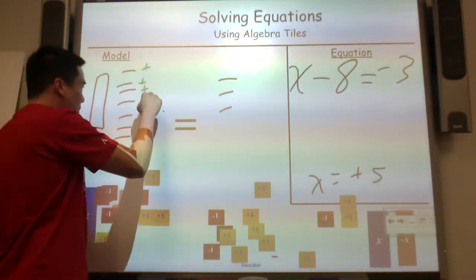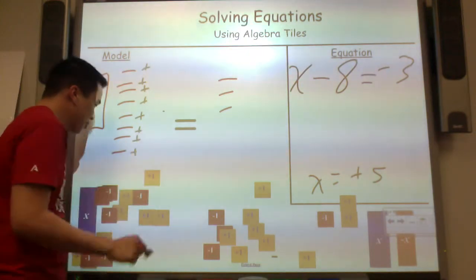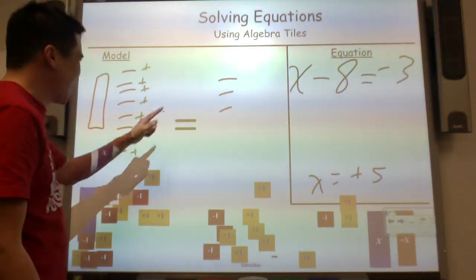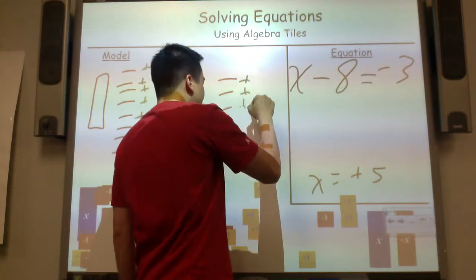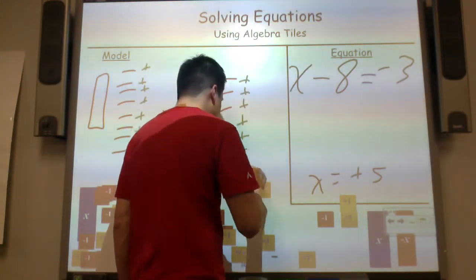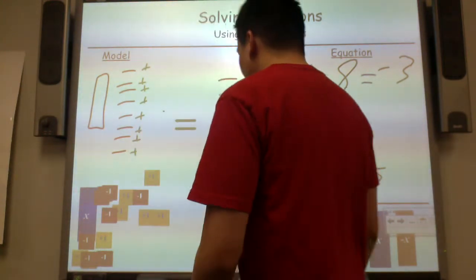So we draw 8 positives. That's the inverse of 8 negatives. To balance, we need to draw 8 positives on the other side. 5, 6, 7, 8. Remember, equal means a balance scale. Both sides will be equal.